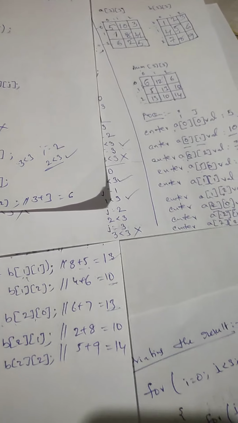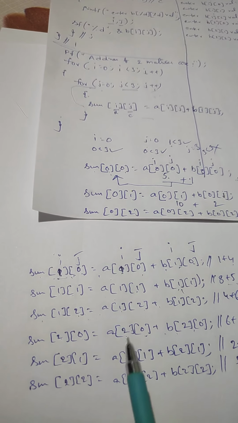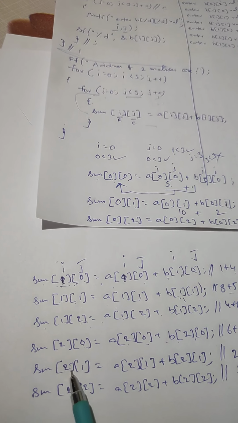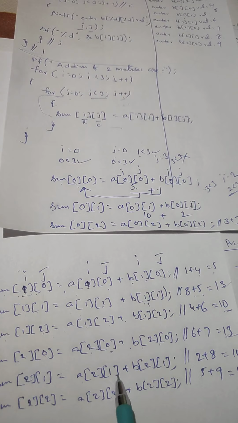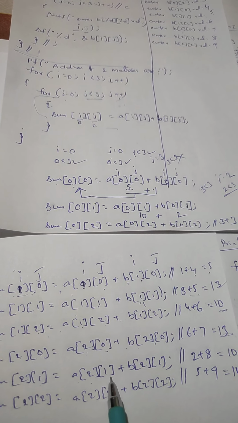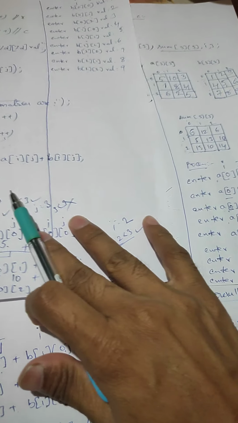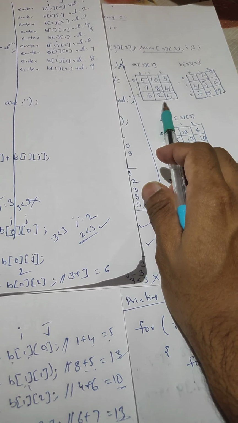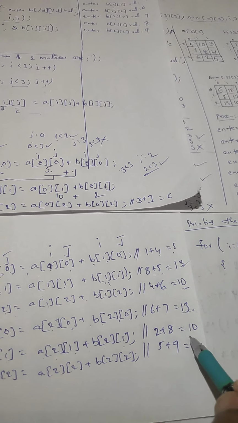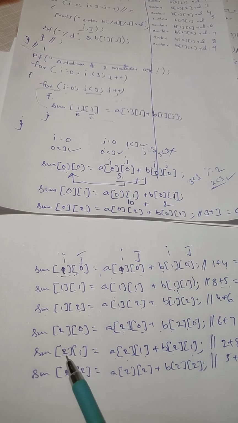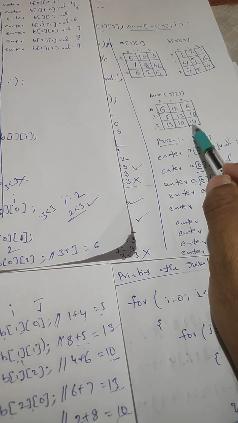Next, the j value is incremented by 1. In that case sum of I value is 2 and j value is 1. Sum of 2 1 is equal to a of ij, I value is 2 and j value is 1, plus b of 2 1. The a of 2 1 value is 2 and the b of 2 1 value is 8. So 2 plus 8 is 10. That result is stored in sum of 2 1.